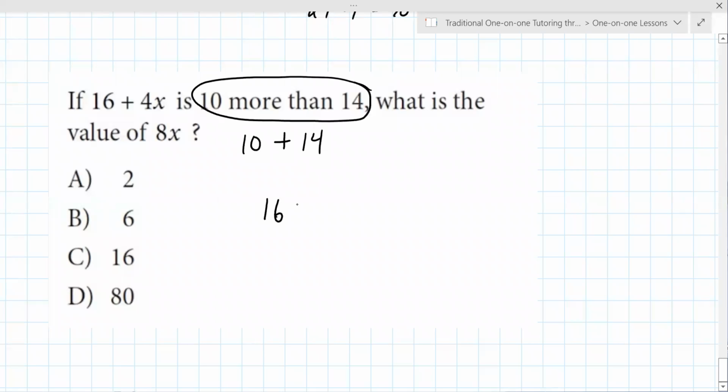24. Okay. 16 plus 4x is, what is the math sign associated with the word is? The is means equals. 16 plus 4x equals 24. So what do you want to do? To solve for x, please. This is a two-step equation. See if you can solve it for x, please.